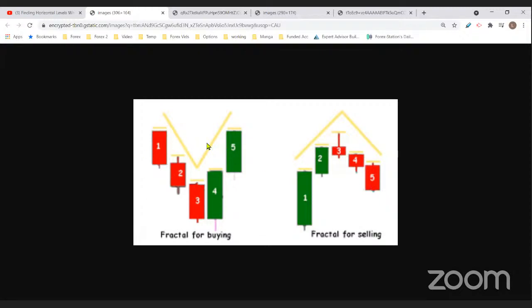This is known as a 5 fractal formation. Fractals usually come in odd numbers, so you have the 5 fractal, and you can also have the 3 fractal, 7 fractal, and 9 fractal formation. It can be in even numbers, but that's to a lesser extent. For even numbers, the visual representation will be more like a chart pattern, I would say.